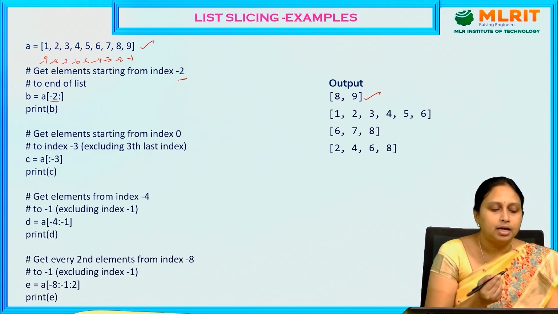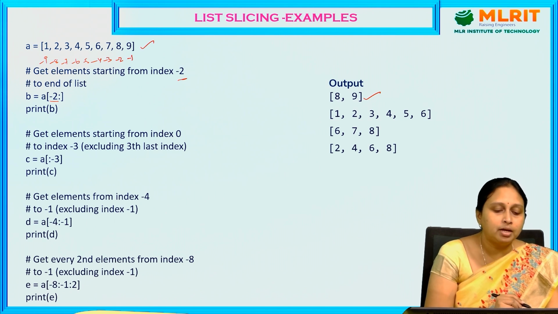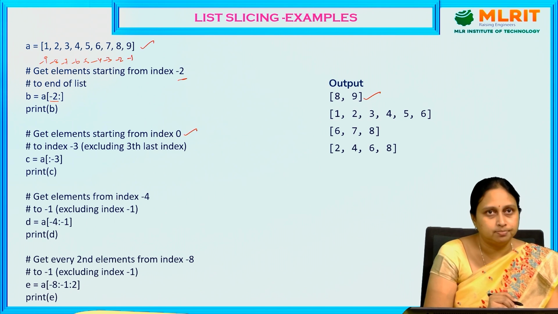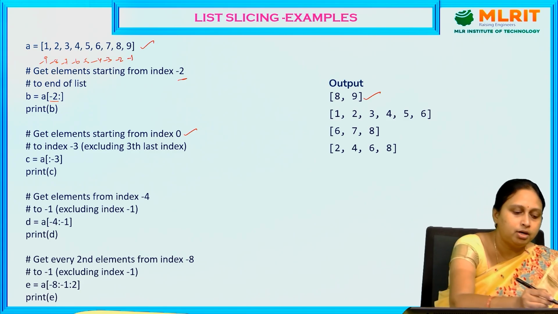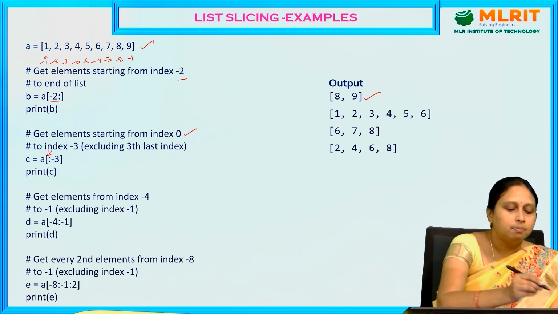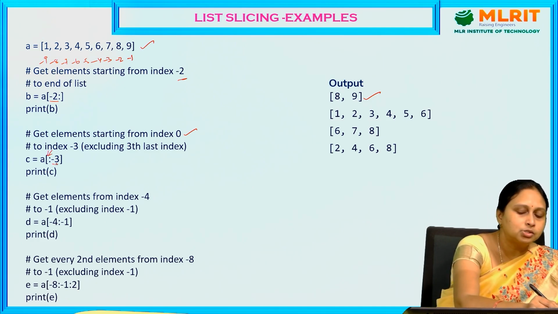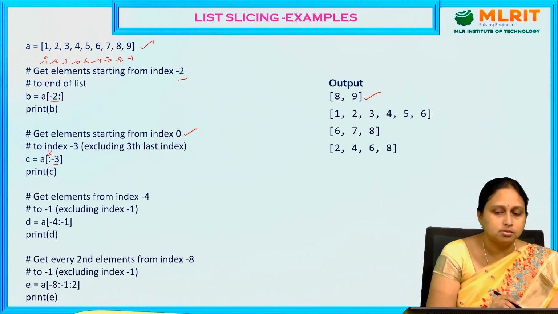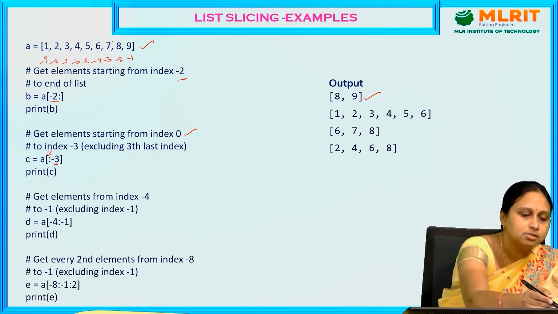Okay. Next, getting elements starting from index 0 to index -3. If I want to give this, in this case, for index 0, no need to specify the starting position, right? I am not specifying the starting position here, but I am giving it up to -3. What is the -3 value in this? The -3 value is up to here.